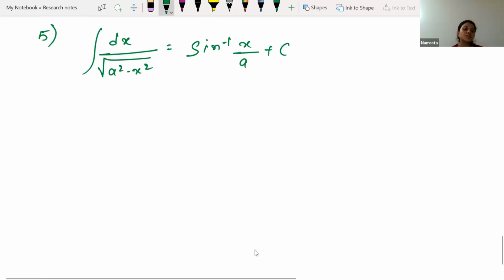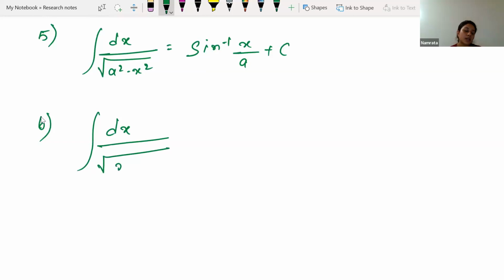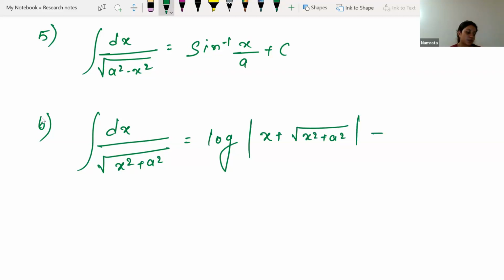Now the next one is number 6, that is dx by under root x square plus a square. That will give us log x plus under root x square plus a square plus c. So these are the 6 formulas which we are going to apply while doing the integration.